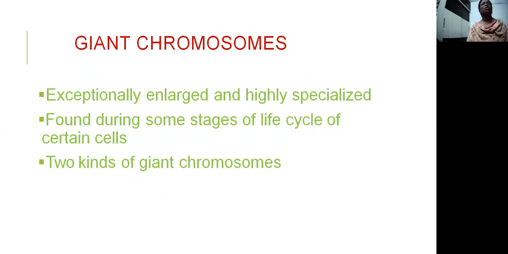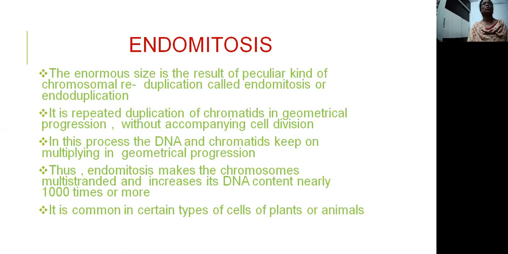So why is it called giant chromosomes? It means they are exceptionally large and highly specialized. They are found during some stages of the life cycle of certain cells. There are two kinds of giant chromosomes, Lampbrush chromosomes and polytene chromosomes.